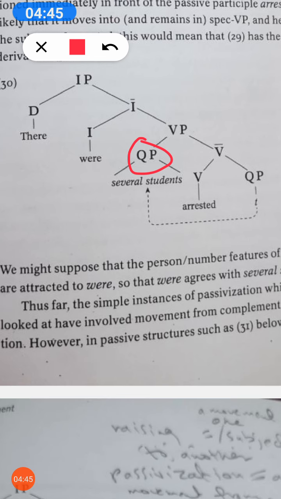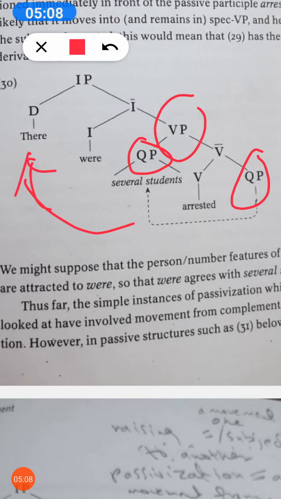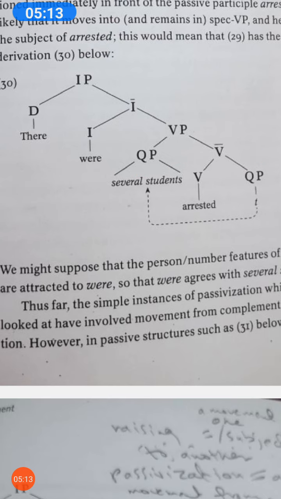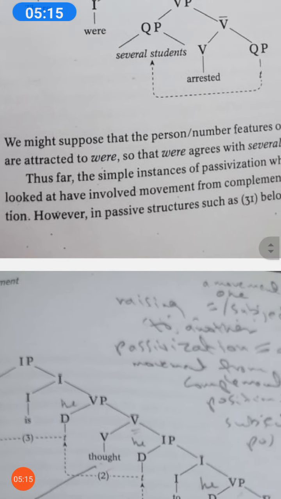It is said that here, for example, several students first of all function as a complement of the passive participle arrested, and then it is moved in the first movement to function as the subject of the verb phrase, and then there, where we have the expletive, there functions as the subject of the auxiliary were.